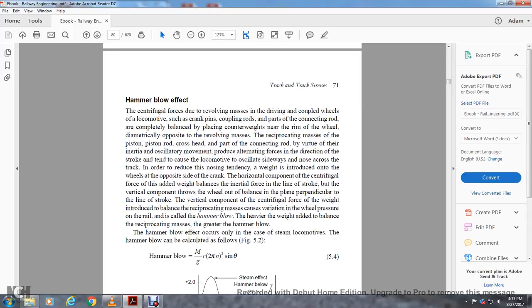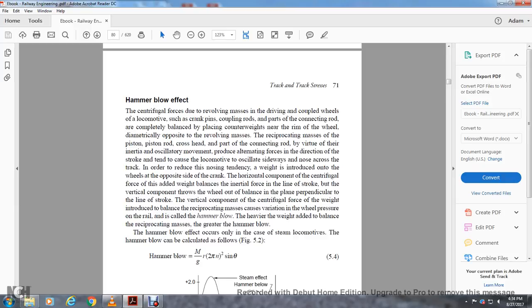The centrifugal force is due to the revolving mass of the driving coupled wheel of the locomotive, such that the crank pins, coupling rods, and parts of the connecting rod are completely balanced by placing counterweights near the rim of the wheel, dynamically opposite the revolving masses. The reciprocating masses of the piston rod, crosshead, and part of the connecting rod, with their inherent oscillatory movement, provide an alternating force in the direction of the stroke, which tends to cause the locomotive to oscillate sideways, nosing across the track.